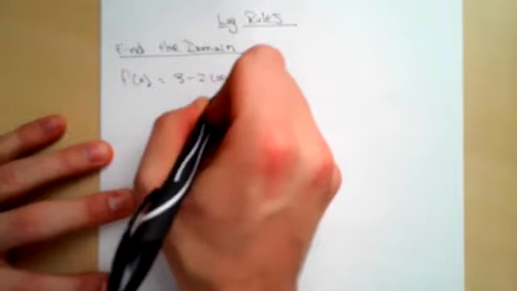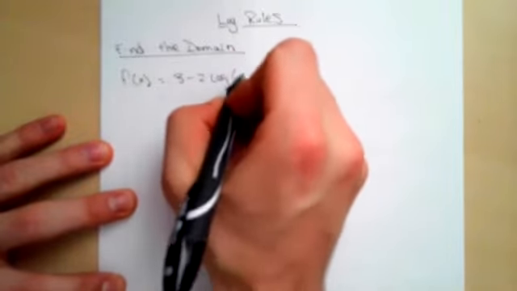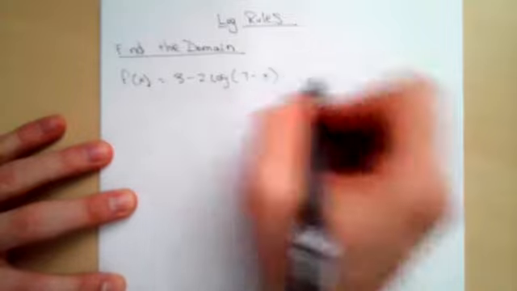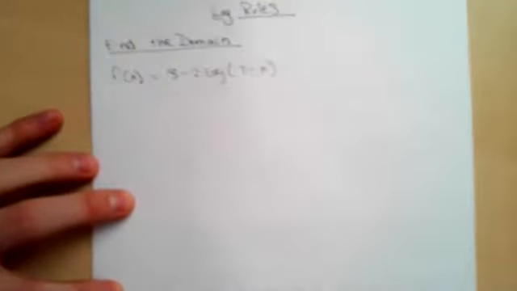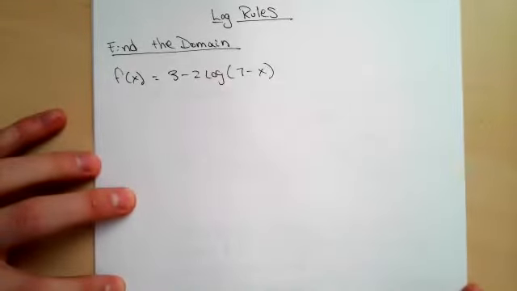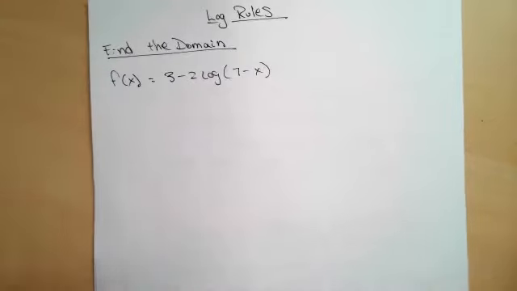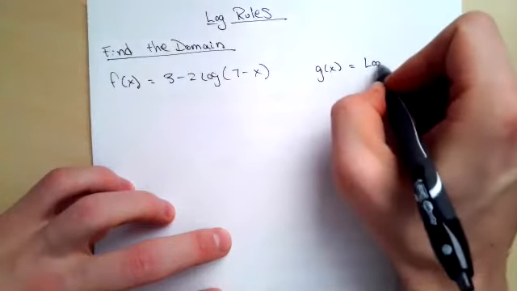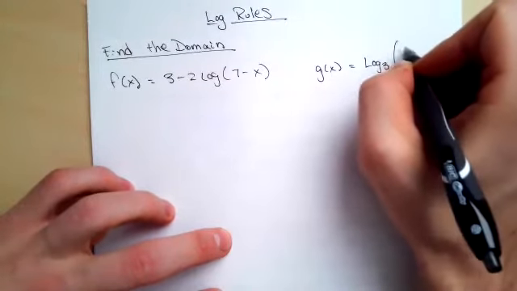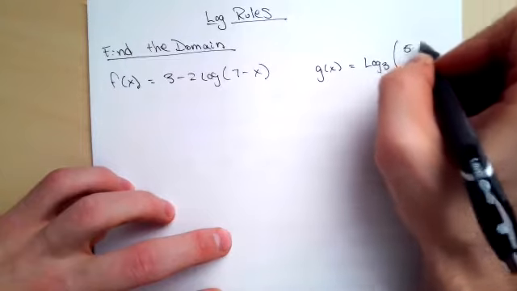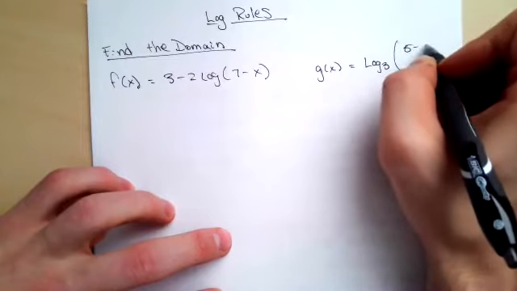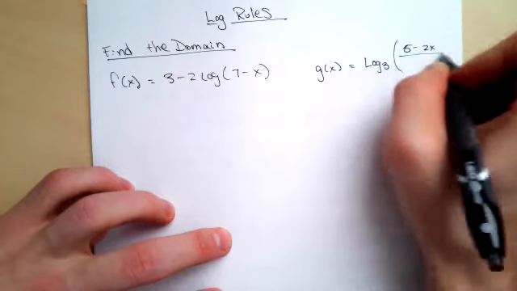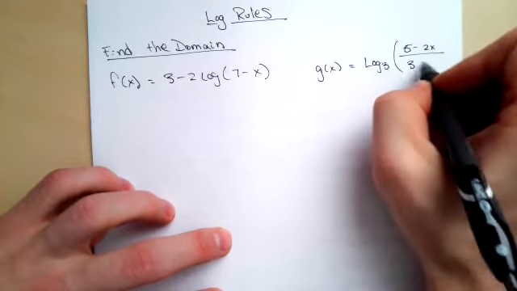Let's do something like 3 minus 2 log of, let's say 7 minus x. And then let's do one more. Let's do a harder one. G of x is equal to, let's say log base 3 of 5 minus 2x over 3 plus x.